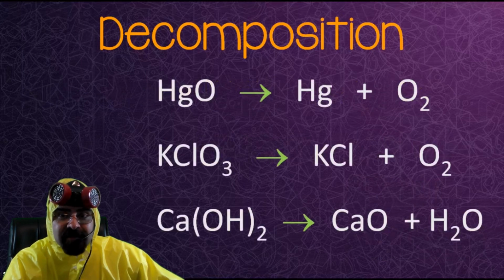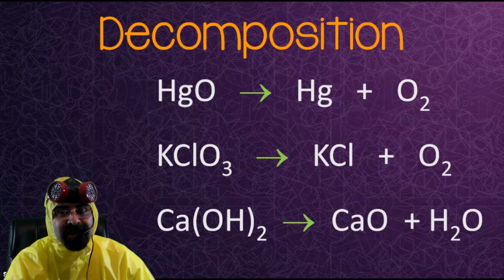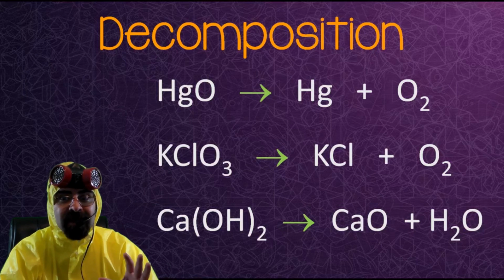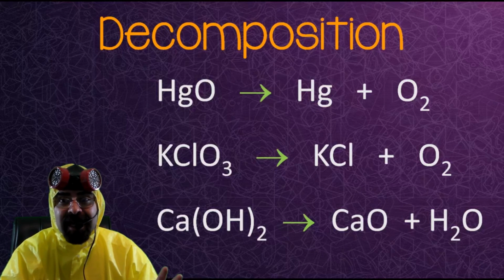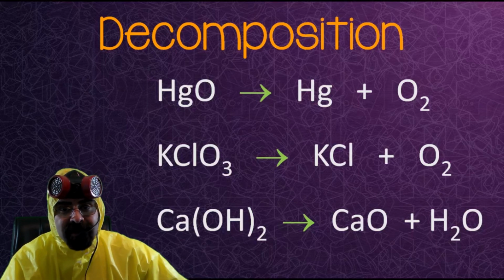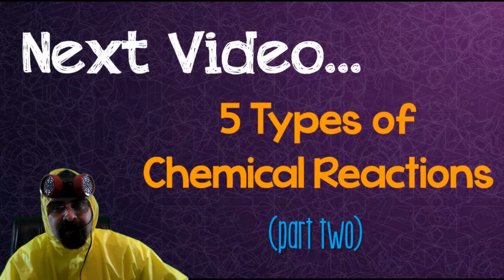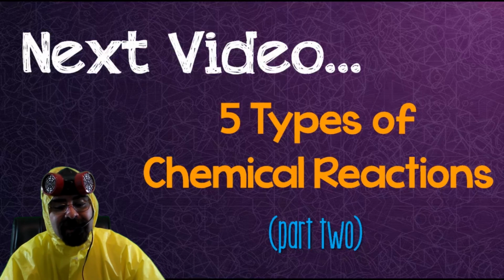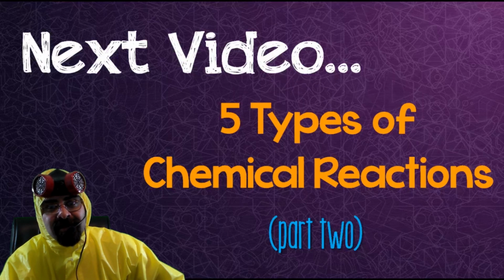When we look at some examples, again, it looks just like a flipped version of the synthesis reaction. You start with one compound, one great big thing, and that breaks down or decomposes into two or more smaller things, either elements or compounds. So that is the first three types of chemical reactions that we're going to be learning about. Tune in to the next video for part 2 of the 5 types of chemical reactions.